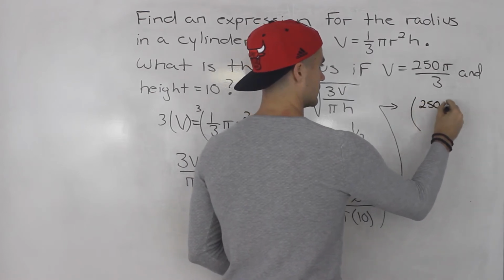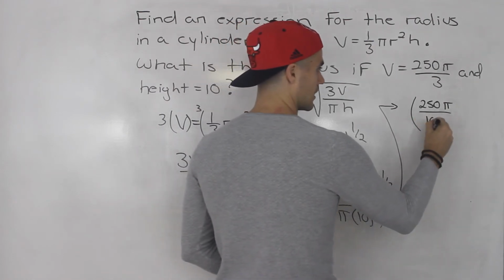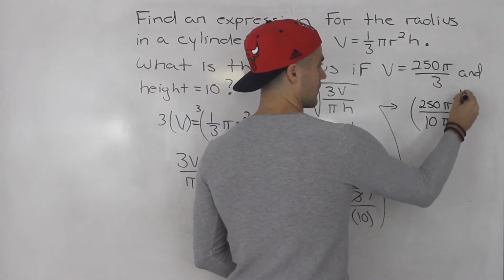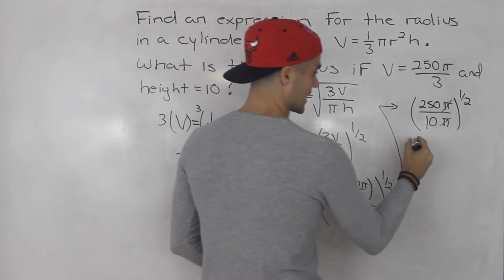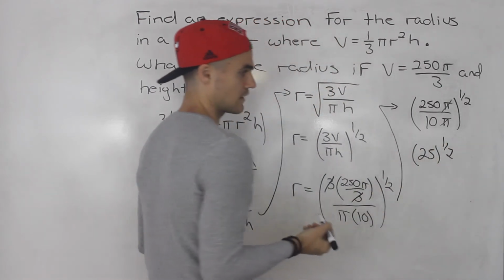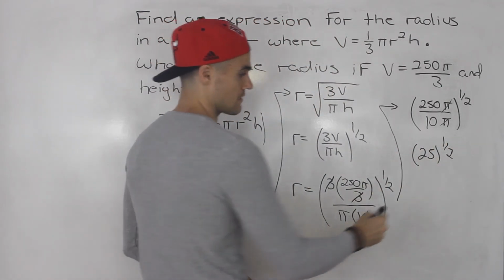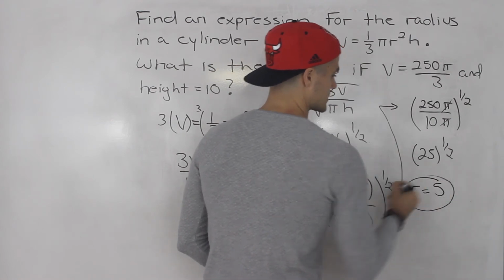So we would be left with 250 pi over 10 times pi, which is just 10 pi. And this is going to be all to the power of a half. Well, the pi's cancel out. 250 over 10 is 25. And then 25 to the power of a half, that's like the square root of 25, which ends up being 5. So the radius was 5 units.